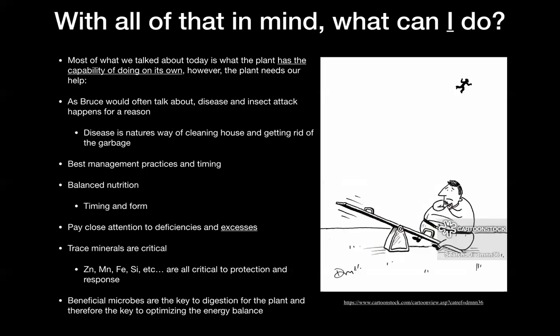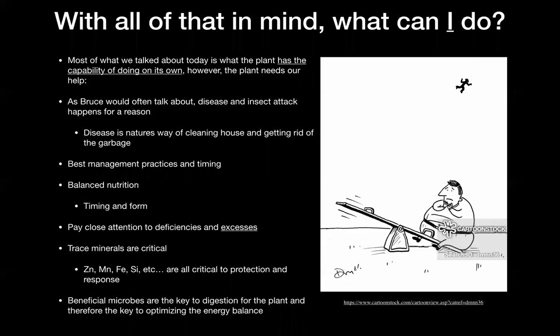And our beneficial microbes are the key to digestion for the plants, and therefore the key to optimizing the energy balance. Without that digestive system, our plants cannot produce the amount of nutrition and energy that they need to fully perform and to fully produce. And that comes so key to what you were talking about on photosynthesis and how the plant basically produces the energy and is able to utilize that energy in order to grow, produce fruit, and also protect itself.